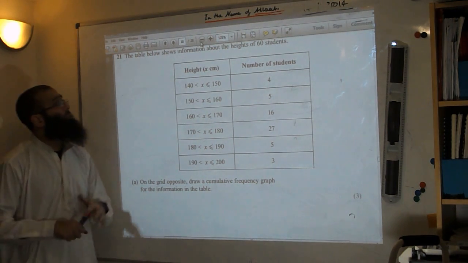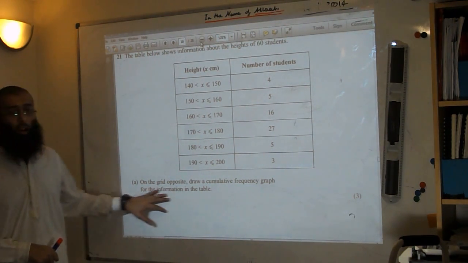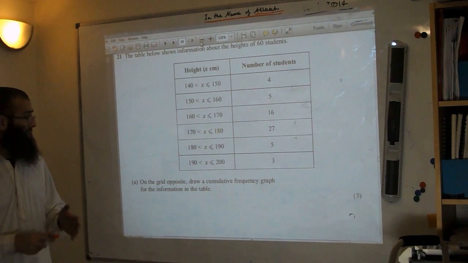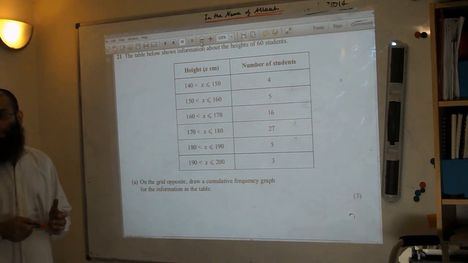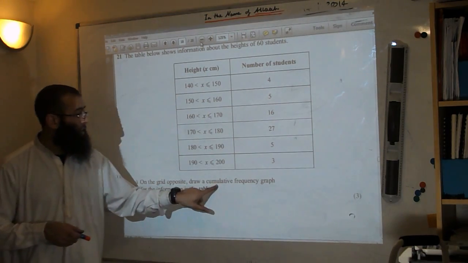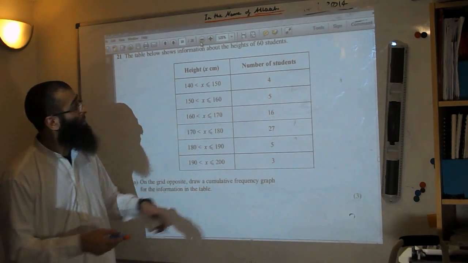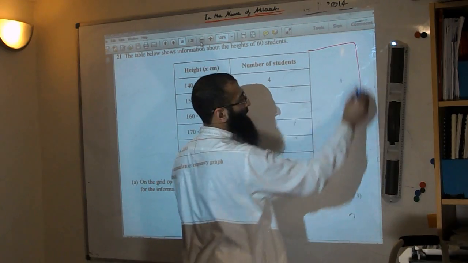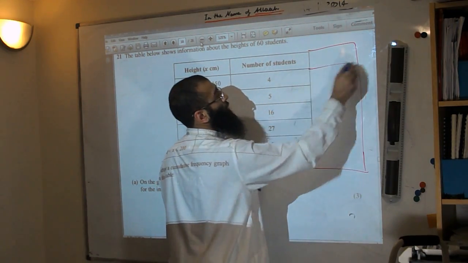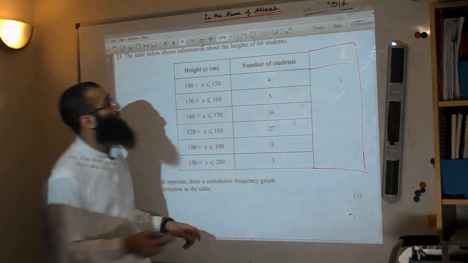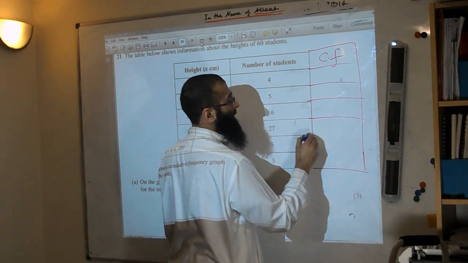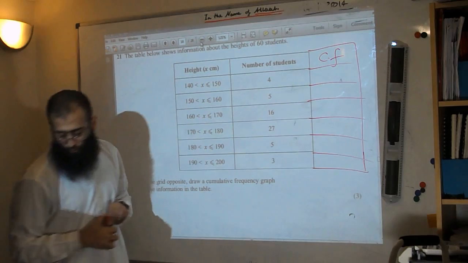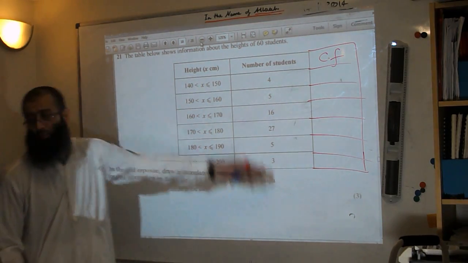Okay, the table below shows information about the height of 60 students. On the grid opposite, draw a cumulative frequency graph for the information in the table. Cumulative means like a running total. So you need to increase, first of all, your table with one extra column. Feel free in the examination to put the extra column in.